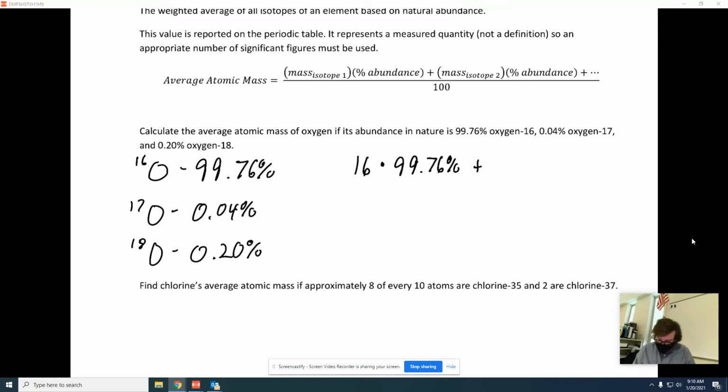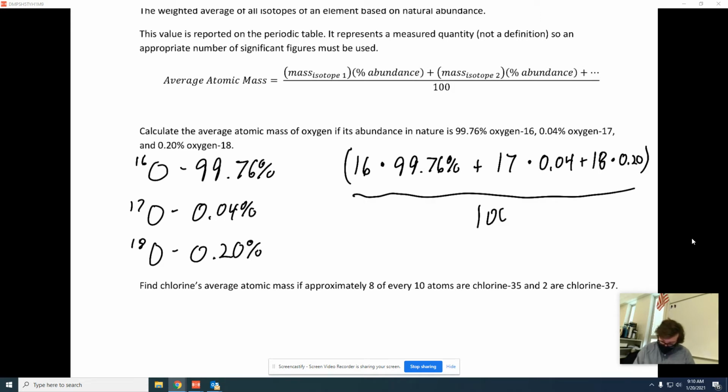And then we are going to do the same thing for all of our other isotopes. So oxygen 17, and then multiply by its percent abundance, which is 0.04. And then oxygen 18, which has a percent abundance of 0.20. We are going to plug all of that into our calculator and add them all together. As a reminder, we could put parentheses around that. And then we are going to divide this whole thing by 100.